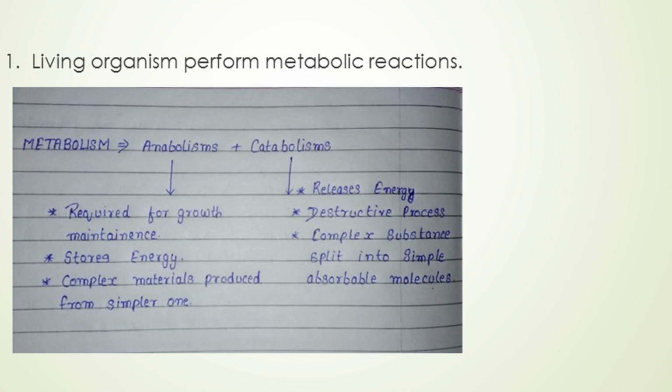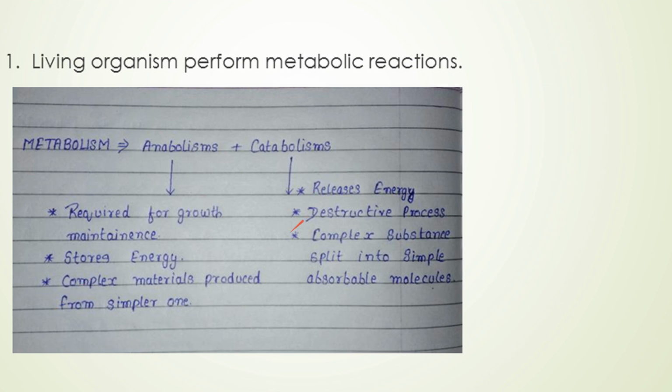But metabolism comprises anabolism plus catabolism. Catabolism is a destructive process and anabolism is a constructive process. It is required for growth. Anabolism stores energy. In anabolism, complex material is produced from simpler ones. But in catabolism, it releases energy.